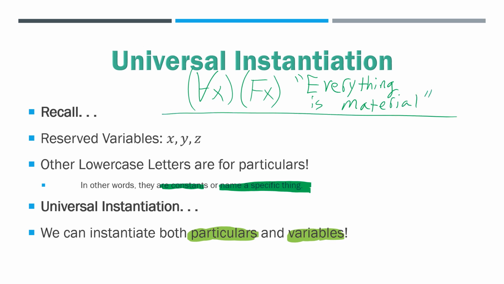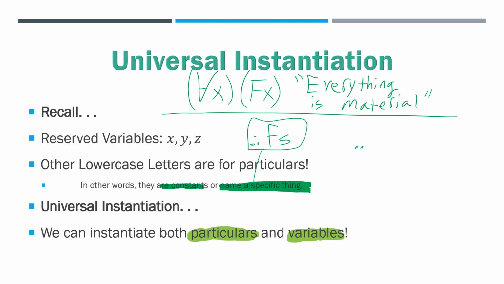Now, given that sentence, by universal instantiation, it would follow that, therefore, Socrates is an F, or Socrates is material. And here, of course, our universal instantiation is of a particular thing or particular person. Since everything is material, obviously, because Socrates is a something, he must be material, because everything is material.